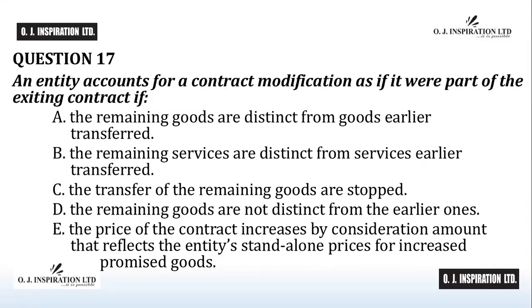Question number 17. An entity accounts for a contract modification as if it were part of the existing contract if: A. The remaining goods are distinct from goods earlier transferred. B. The remaining services are distinct from services earlier transferred. C. The transfer of the remaining goods is stopped. D. The remaining goods are not distinct from the earlier ones. E. The price of the contract increases by a consideration amount that reflects the entity's standalone prices for increased promised goods. 10 seconds gone. 20 seconds gone. Time up.